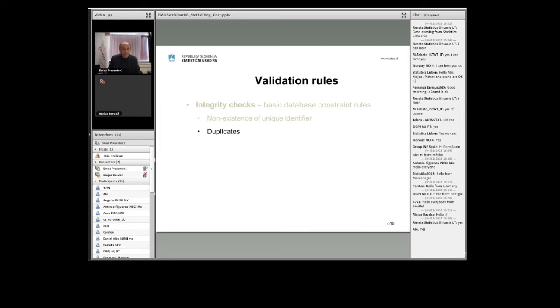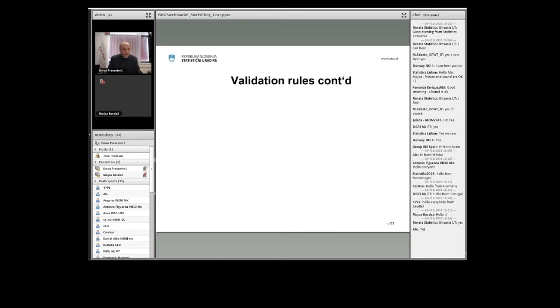The next group of validation rules, I will call plausibility checks. These rules, in fact, look at just one variable at a time and check if the value is in the prescribed range. A typical example is that gender can be only male or female, and the turnover must be at least 0. It cannot be negative. These are typical examples of plausibility checks.